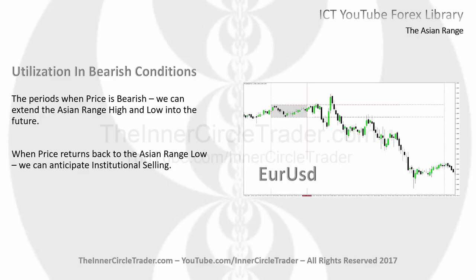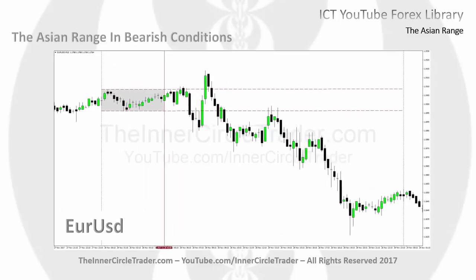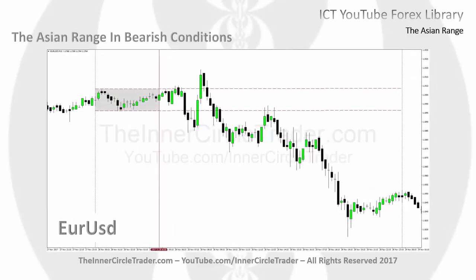So let's take a closer look at this example here. Zoom in here, get some more detail. Now let this image burn in for a minute. And now we're going to take it off and go to an element of naked price action.